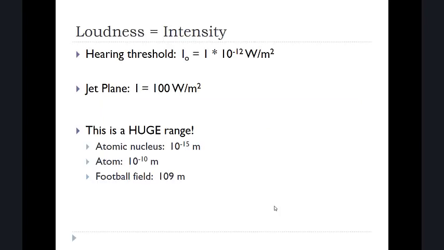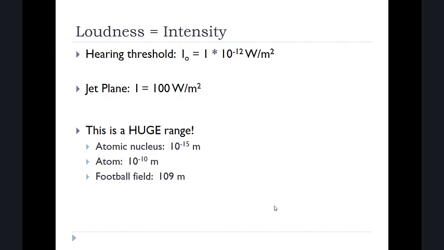So the hearing threshold for most humans is about 1 times 10 to the minus 12 watts per meter squared. This is given the symbol I naught, or I sub 0, for being the lowest intensity that most people can hear. On the other extreme, we have a jet plane. That has an intensity of about 100 watts per meter squared. This is a huge range.